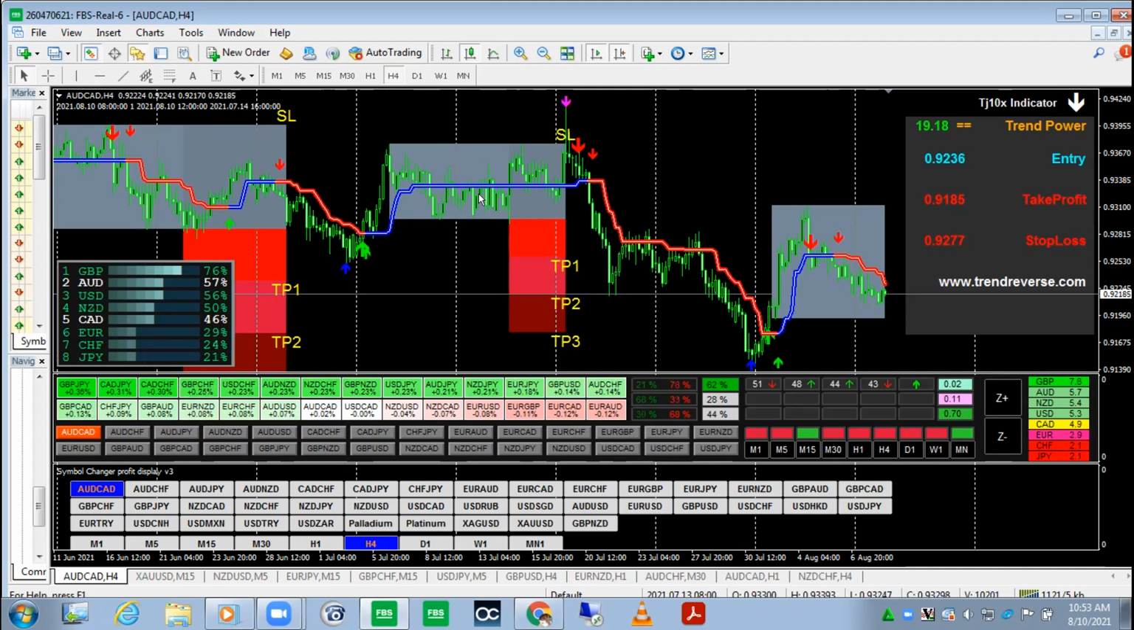Now, for you to make money from it, this is what you do. After confirming your strengths, that means after confirming the currency with the strongest power and the currency with the weakest power, like I mentioned, the first thing you have to do is just take out these first three and take out these last three.